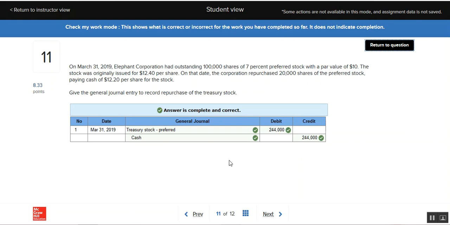It doesn't quite reverse that entry, because when we issue stock, we get cash, we credit either common or preferred stock, and then if applicable, we would credit paid-in capital in excess of par. So we don't just reverse that entry when we repurchase stock. It does look a little bit different. So that is an example of a treasury stock purchase.